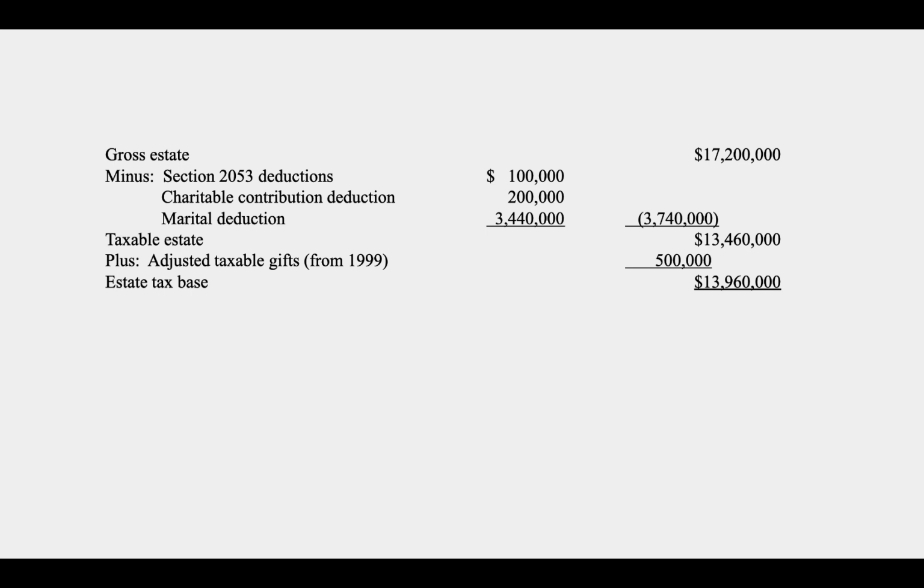post-1976. So that one was in 1999. We add it back at its date of gift value to get her estate tax base of $13,960,000. Remember, from there, we would calculate her gross tax due, and then we would subtract those credits, and she would get a credit for that adjusted taxable gift that she made. She'd get a credit for the gift taxes paid, and also the gift taxes paid, if any, on that $20,000 gift from 1975.